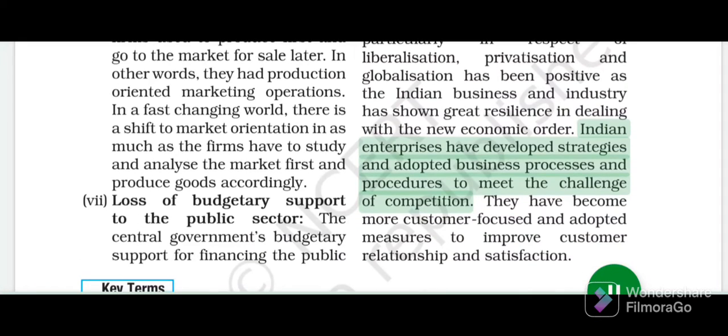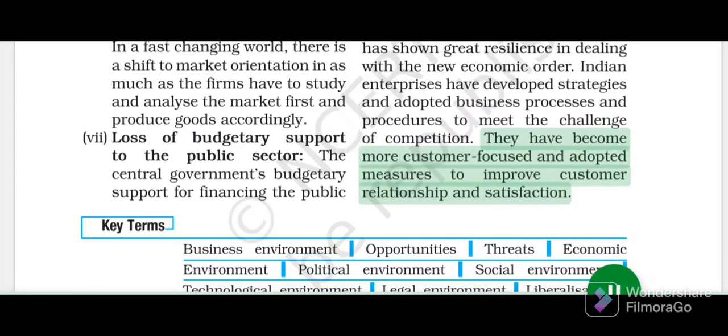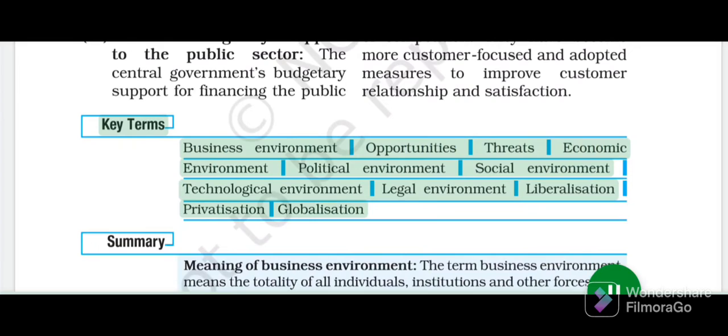Indian enterprises have developed strategies and adopted business processes and procedures to meet the challenge of competition. They have become more customer-focused and adopted measures to improve customer relationship and satisfaction. Key terms: business environment, opportunities, threats, economic environment, political environment, social environment, technological environment, legal environment, liberalization, privatization, globalization.